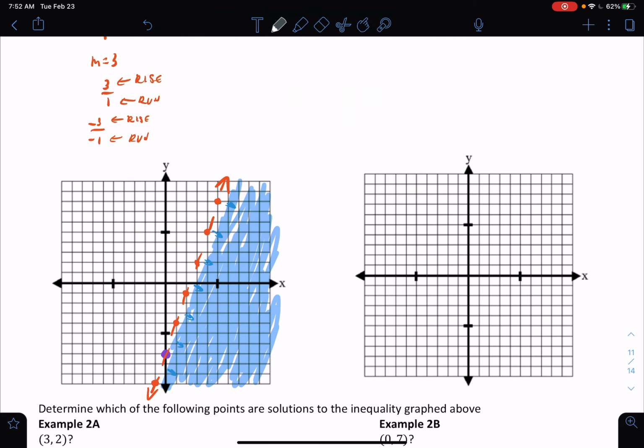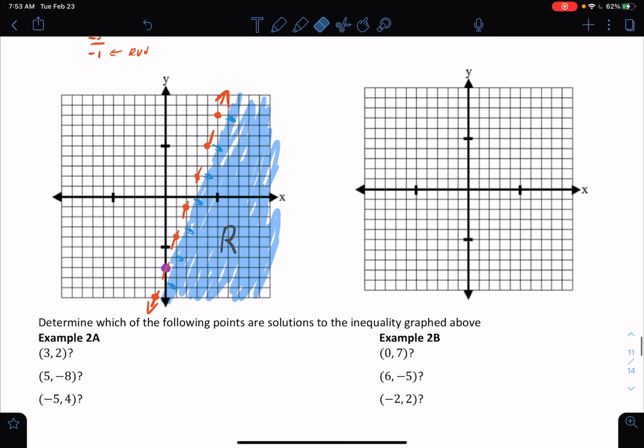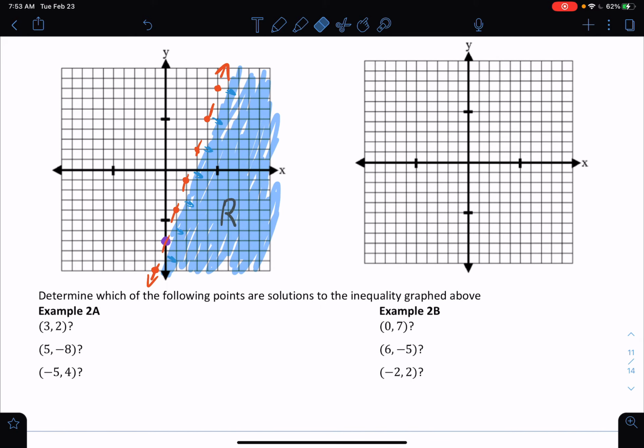So this is my solution region. Sometimes you might see us put a capital R there just to say that's my solution region. So anything that falls in that shaded region is going to satisfy this inequality. Nothing on the boundary line works because I don't have equality, and nothing over here works either because it's not in the shaded region. Okay, so that's how these differ a little bit from just graphing straight up linear equations. So going down, just determining whether points are solutions.